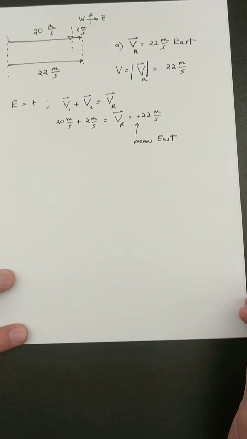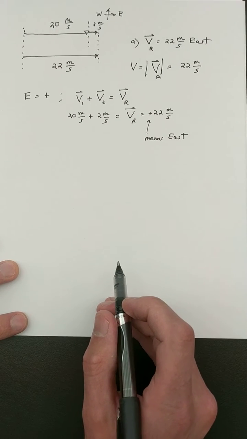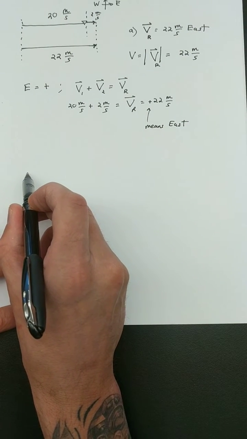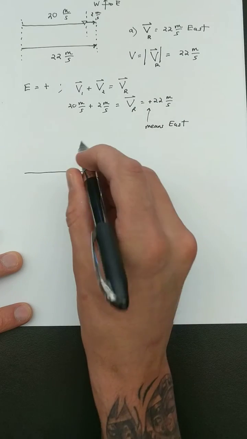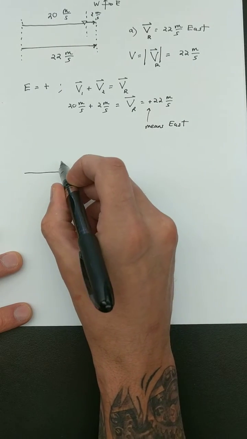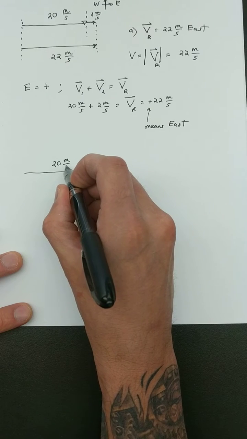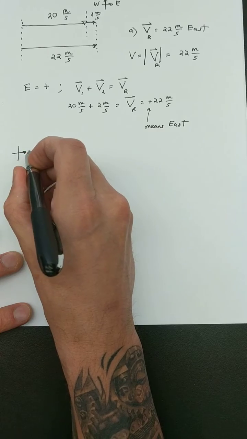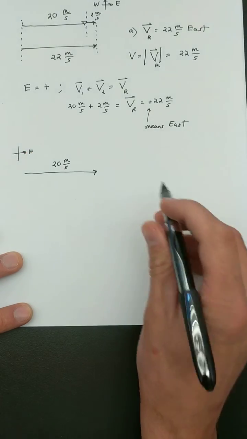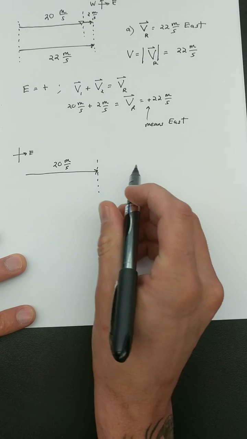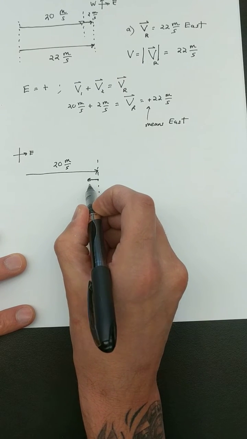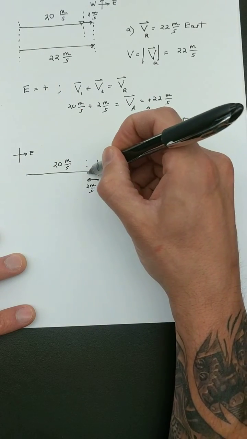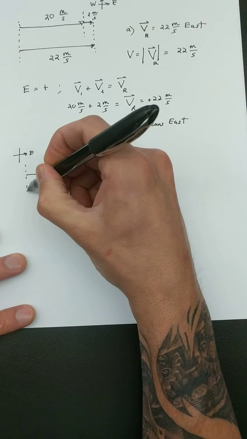That's part A. Now part B, what if she's running west, or toward the back of the train? Again, I can use the arrow method first. Here's my vector for the train, 20 meters per second in the easterly direction. Again, I'll draw my little compass rose here, east. Now, she's running 2 meters per second in the opposite direction.